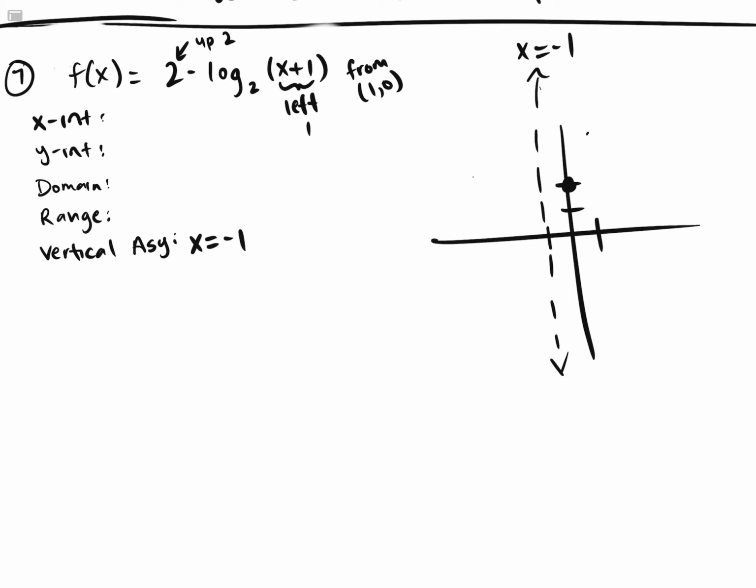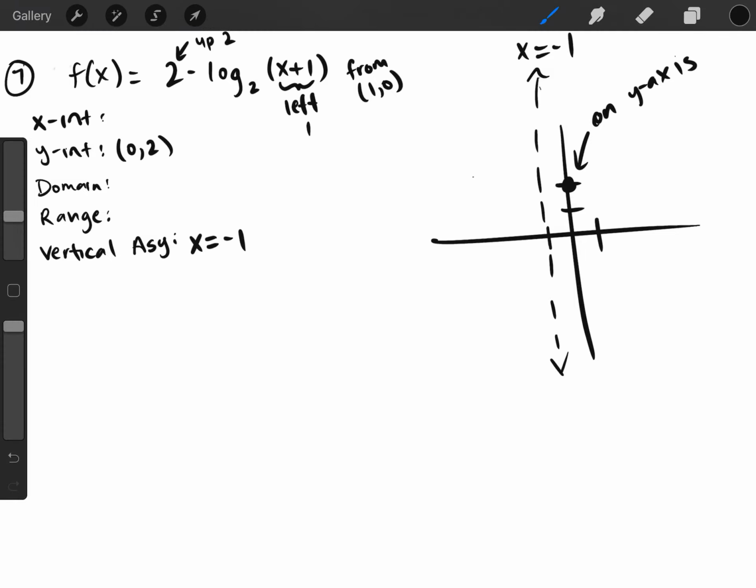The other nice thing about that point that we found is notice how it's on the y-axis. Since it's on the y-axis right there, that's actually our y-intercept. That's where it crosses the y-axis. That's at 2, so our y-intercept is 0, 2. We went up 2, so it's a positive 2.